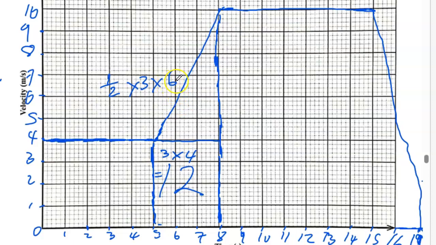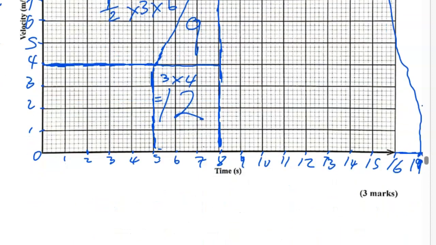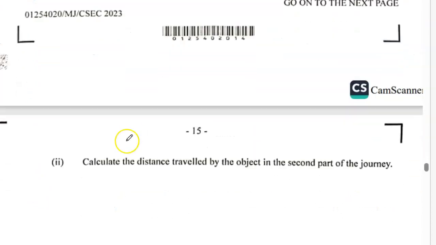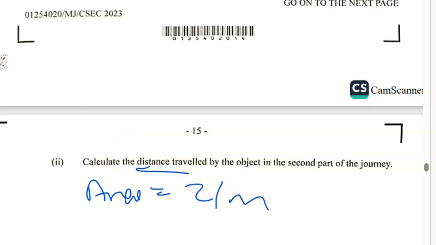So this is half of 3 and 9. So that's 9. So the second part of the journey, the area under the graph, that's 9 and 12. So the distance traveled in the second part of the journey would be 21 meters. Alright? So area under the graph, 21. And it's about distance, that's meters.